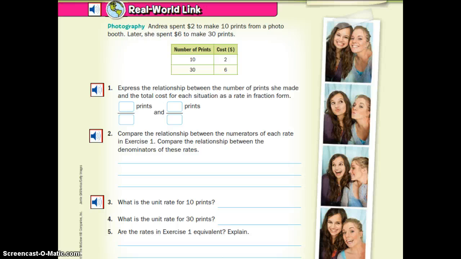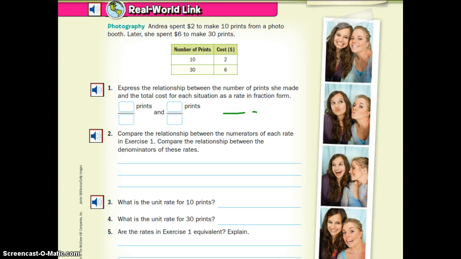Okay, Andrea spends $2 to make 10 prints for a photo booth. Later she spends $6 to make 30 prints. So we've now put that in a table. But we want to express that in equivalent ratios. So in this case, they do a lot more writing.